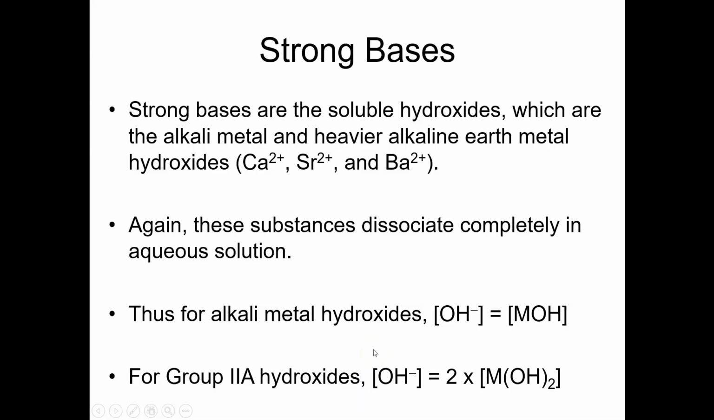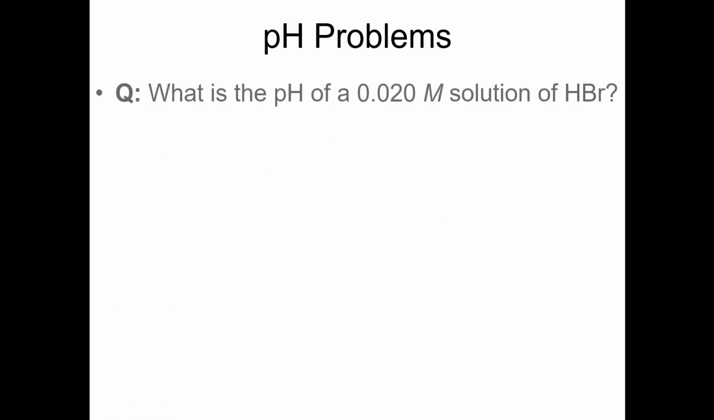For group 2 metal hydroxides, the hydroxide concentration is going to be 2 times the compound concentration. If I have a 1 molar solution of strontium hydroxide, it's actually 2 molar in hydroxide, right? Because there are 2 hydroxides per mole. If I've got a 0.4 molar solution of barium hydroxide, I've got a 0.8 molar solution of hydroxide. So we can try some problems.